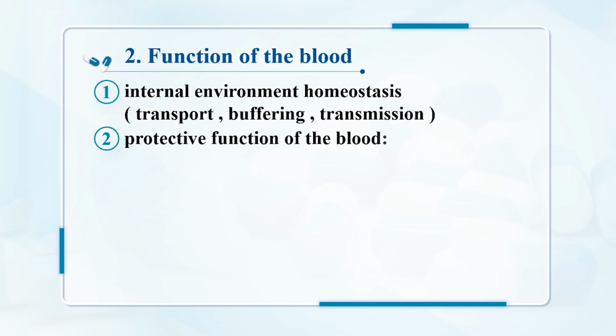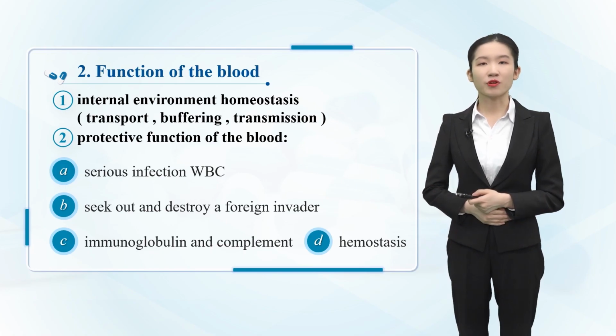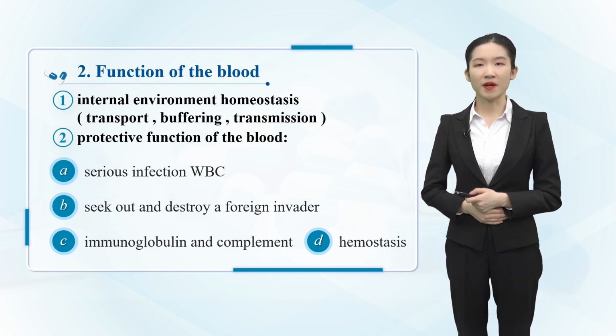Function of the blood. Firstly, it can keep the internal environmental homeostasis through transport, buffering, and transmission. Secondly, it has protective function: fighting serious infection, seeking out and destroying foreign invaders, with immunoglobulin and complement. Hemostasis.